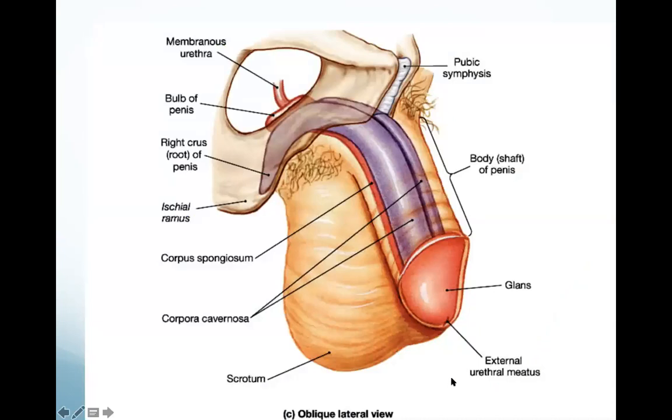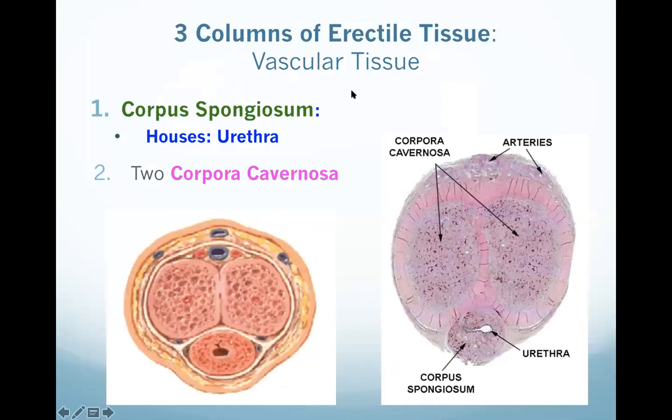All right, this is out of your textbook. So again, you can see here the pelvic bones on either side. So this would be the root here. We can see in purple these two large columns of erectile tissue. These are called the corpora cavernosa. And then sitting in the center here, this is the bulb of the penis, which is made up of the corpus spongiosum. So collectively, we call this the root. Again, we have the body, and then we have the glans. Okay. All right, so 3 columns of erectile tissue.